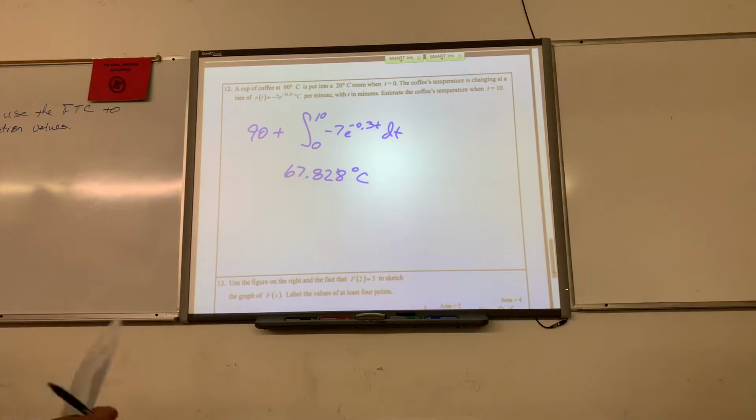So does the 20-degree room not mean anything? No. Well, if it was in like a 10-degree room, would it not cool off any faster? We would have a different rate. Oh, okay. The 20 degrees has something to do with how they found the rate. And that's something we'll deal with later on in the year. It's called Newton's Law. It's pretty cool.